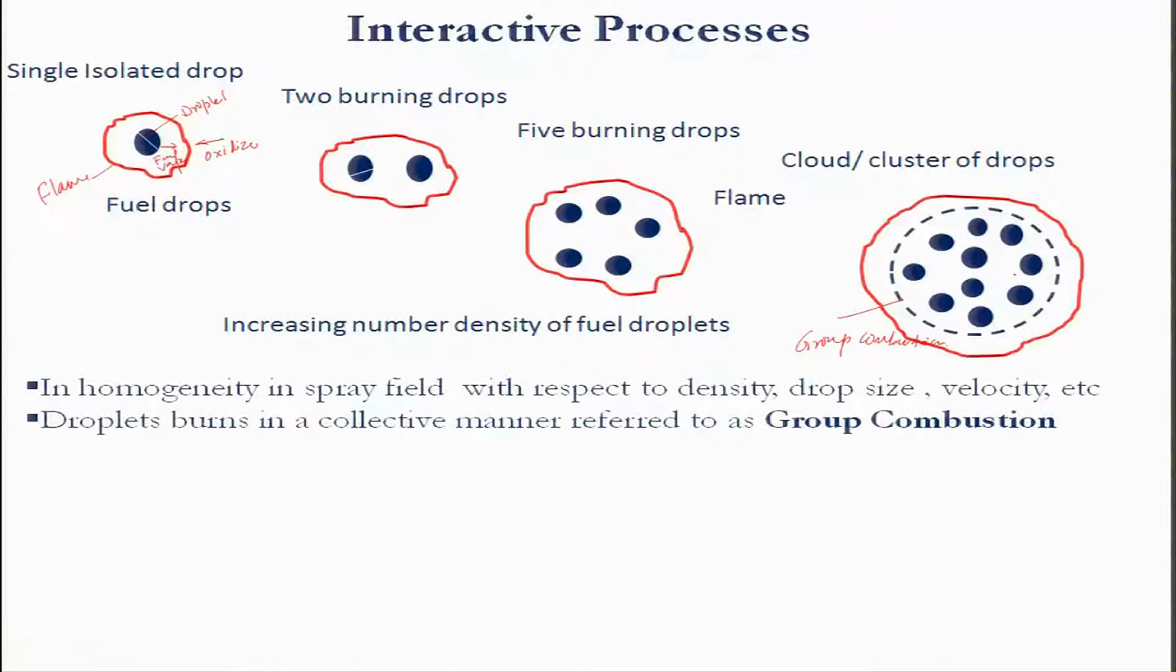Therefore, group combustion will be taking place, and all permutations and combinations can take place, like you can have a single isolated droplet combustion, 2 burning droplets, and 5 burning, maybe 7, 9, 8, 6, whatever it may be, together. So, anything can happen. So, let us look at what is happening, the process of droplet combustion.